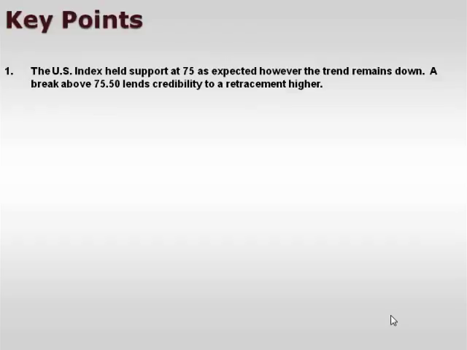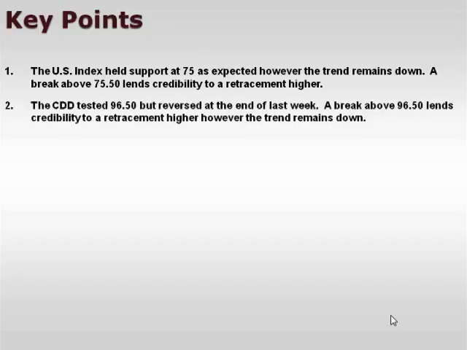Let's now take a look at a few of our key points. First of all, the US dollar index held support at 75 as expected. However, the trend remains down. A break above 75.5 lends credibility to a retracement higher in the near term. The CDD tested 96.5 but reversed at the end of last week. A break above 96.5 lends credibility to a retracement higher. However, the trend remains to the downside.